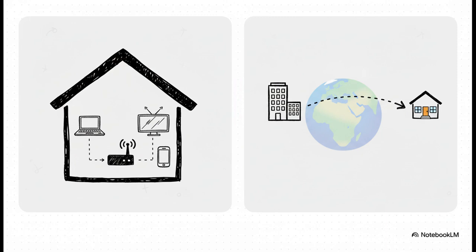And networks come in different sizes. Your home Wi-Fi, that's a perfect example of a LAN, a local area network. It's a small network just for the devices in your house. A WAN, a wide area network, on the other hand, connects devices over huge areas, like across cities or even countries. And the biggest, baddest WAN of them all, well, that would be the internet.